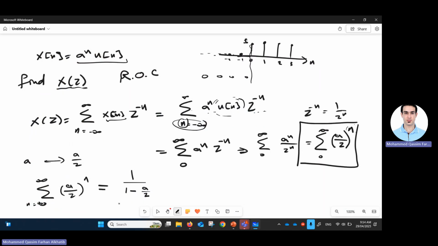Now, there is a condition. If you look at this expression, what is the condition for this summation to be summable, so that I can apply the summation? The absolute value of a over z should be less than 1. Think about it. We are raising this expression to powers. Let's say we start at n equals 0, then n equals 1. So basically, a over z to the power 0. Or let me just simplify it somewhere to the side.